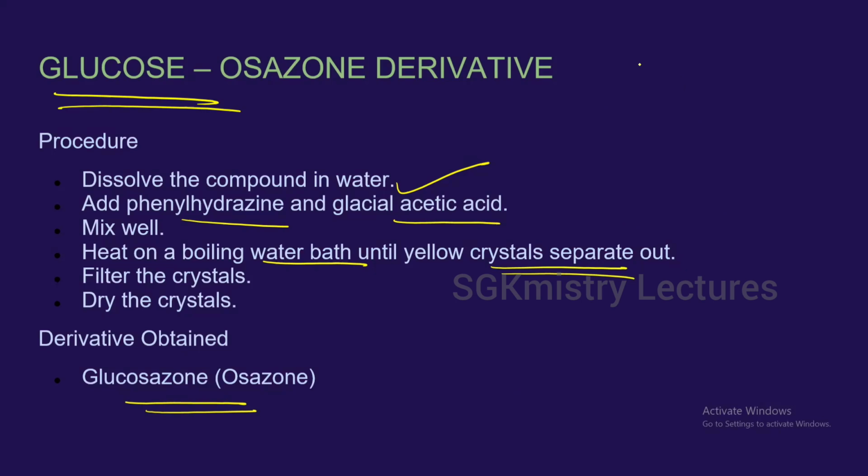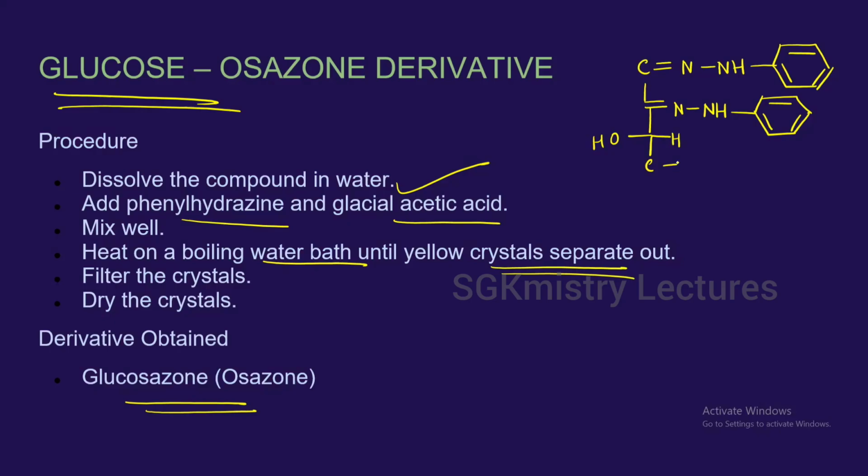So let us write it. Here there is carbon. Here we have N, NH. Here there is a phenyl ring because you're going to add phenyl hydrazine. Again here a double bond, N, NH. Again we have the phenyl ring here. Now the configuration about the other carbons will be the same. So OH, here H, here OH and H, and here we have CH2OH. This is the osazone derivative of glucose.